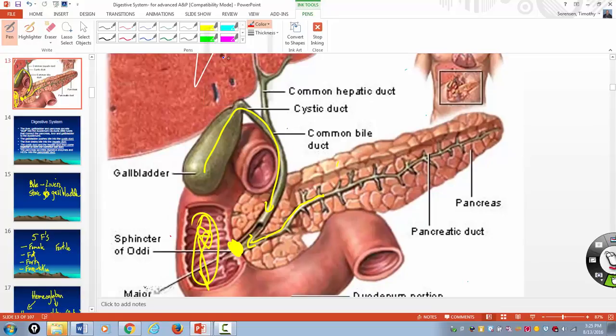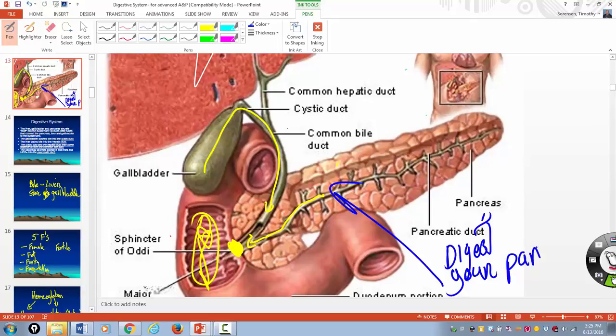So what happens is you begin to digest your pancreas. That is acute pancreatitis. And the most common cause of acute pancreatitis is the blockage of the sphincter of Oddi by a gallstone. So what caused the digestive enzymes to be released? Well, food in the duodenum.